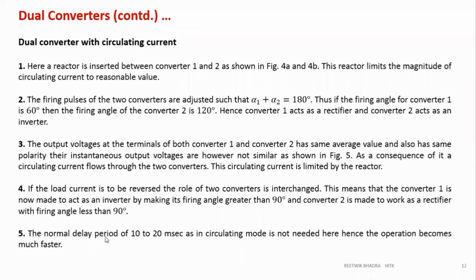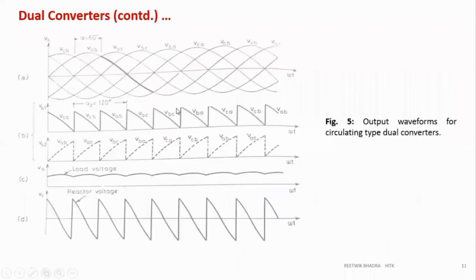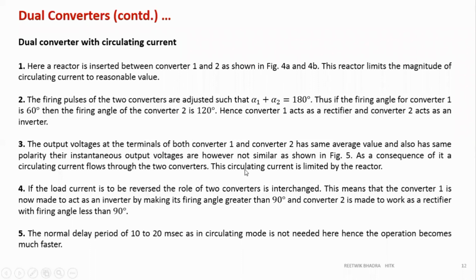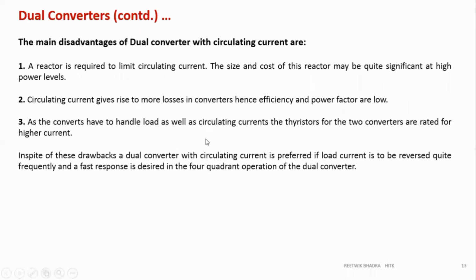Okay. Now over here, what is happening? Since we are operating both the converters at the same time, there is no question of giving that delay. So that 10 to 20 millisecond delay which was present in non-circulating mode is not present over here. So the system becomes faster. That is a very good advantage in dual converters.